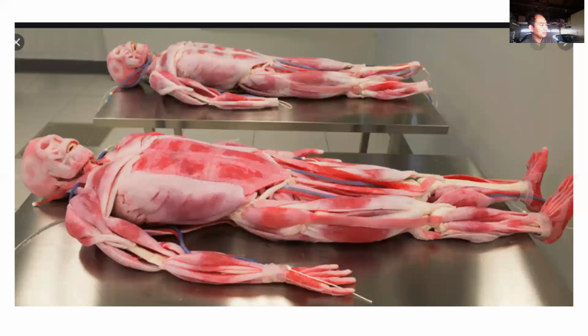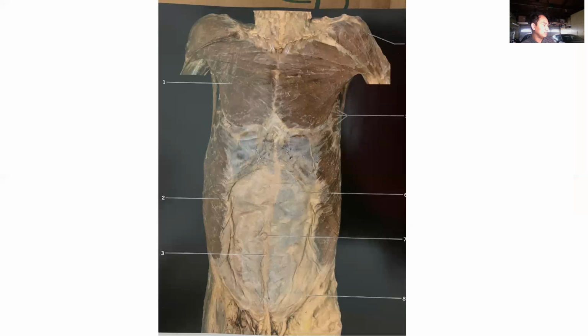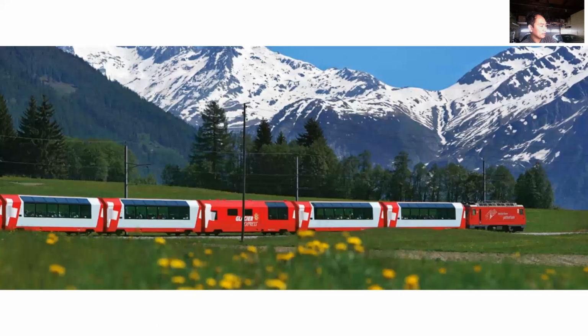These are the fake cadavers showing the different muscles. These are the real cadavers exposing the muscle, with the skin being removed. So this is a photograph of a Swiss train with the Swiss Alp background.